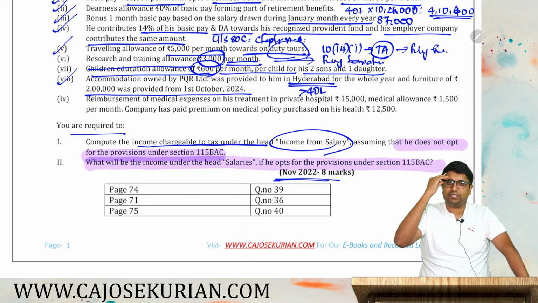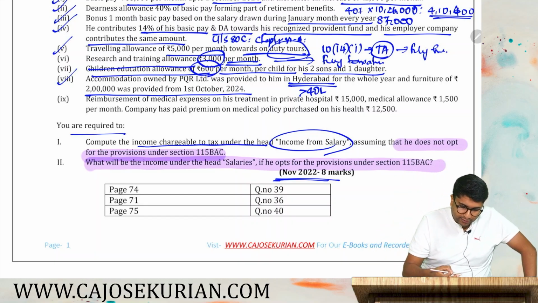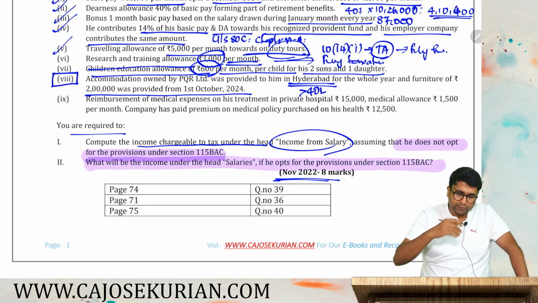For valuing the accommodation, we need to compute the salary. So let it be there. I am for the time being skipping this adjustment. Let's complete the other, then we will come back to this respective adjustment.